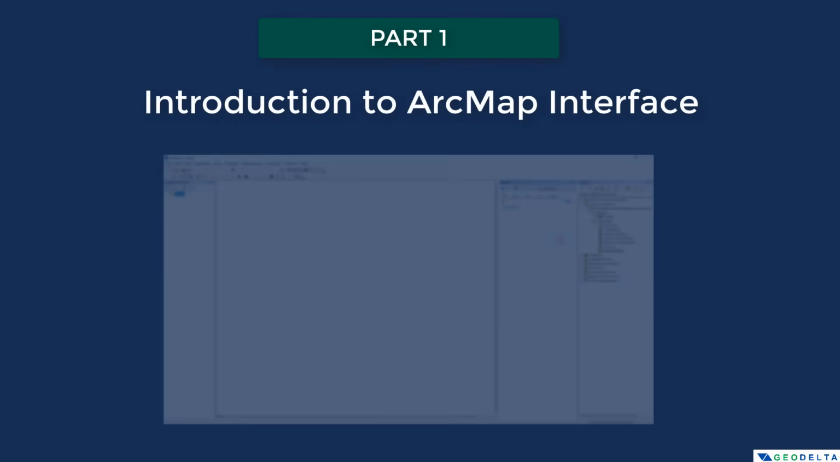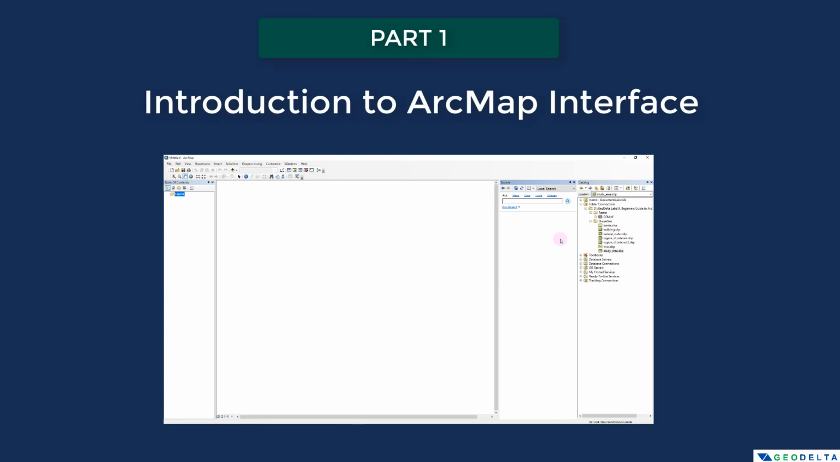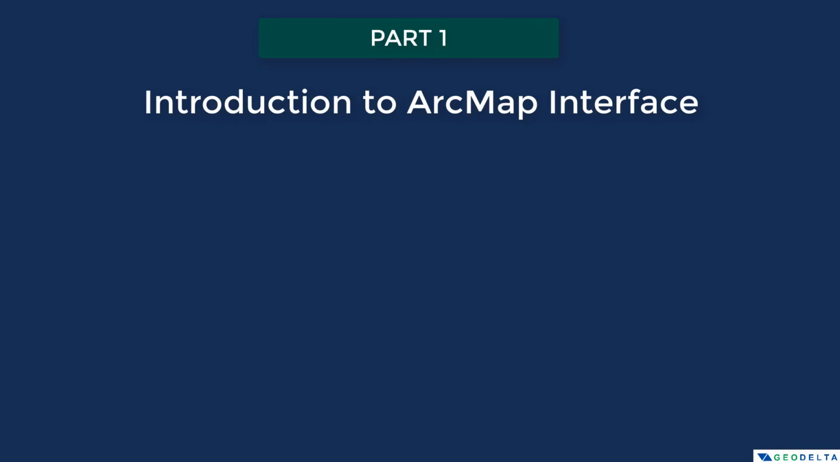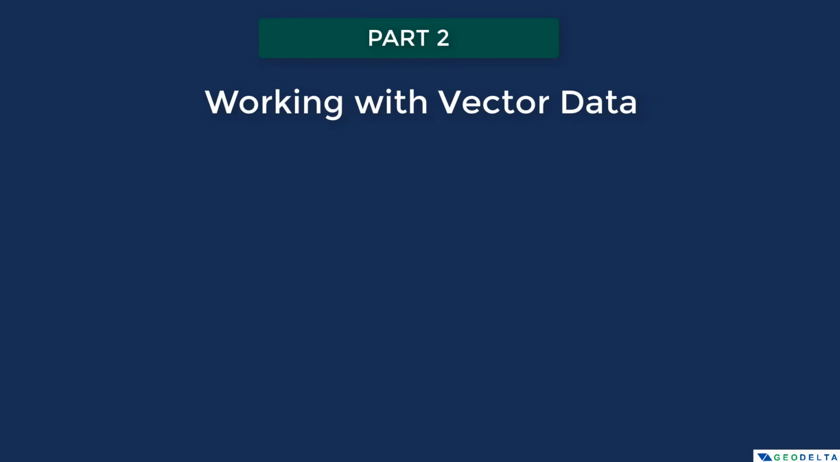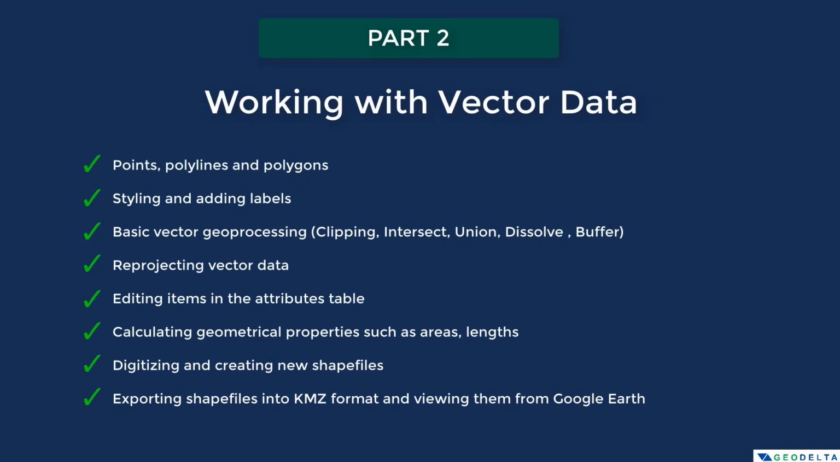To start off, I'll give you a bit of an overview of what ArcGIS Desktop is, and we'll discuss the different components of the interface. Then we will move on to discuss how we can use this software to work with vector data. Now on the screen you can see the type of subtopics we are going to discuss.